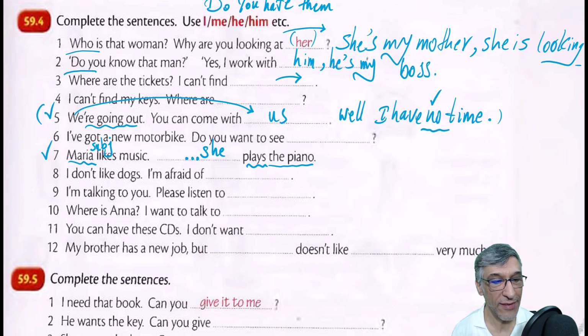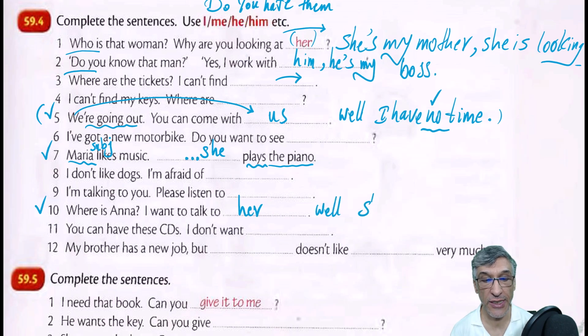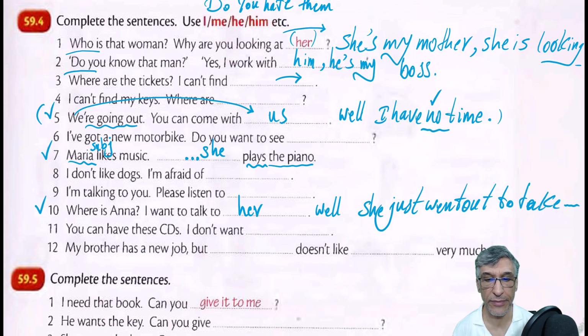Where is Anna? Number 10. I want to talk to Anna. You can say, well, she just went out to take anything, newspaper, anything.